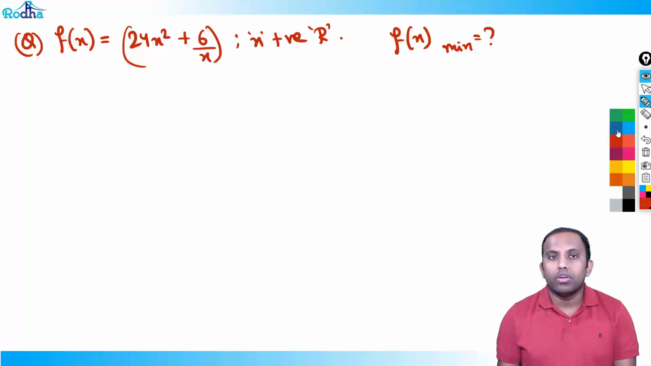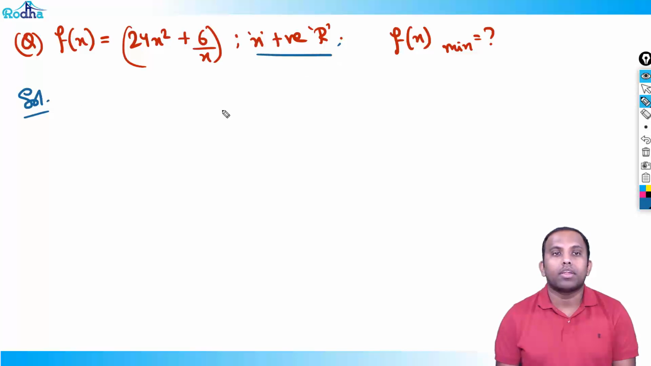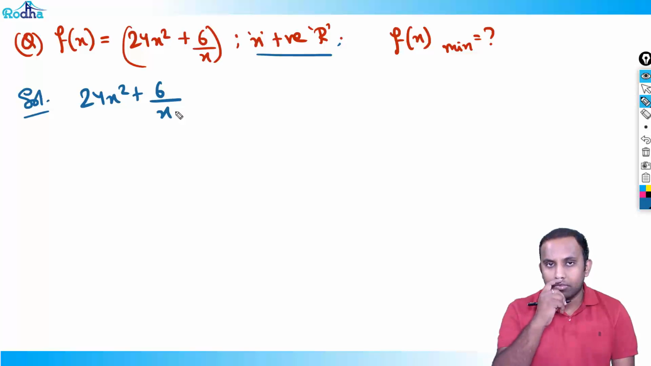f(x) is equal to 24x square plus 6 by x. What is the value of f(x) minimum? x is a positive real number, right? Now see, this is how to solve this kind of question. In this kind of question, suppose f(x) is equal to 24x square plus 6 by x, right?